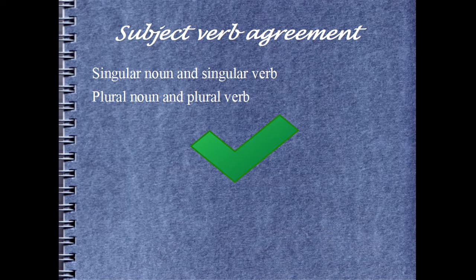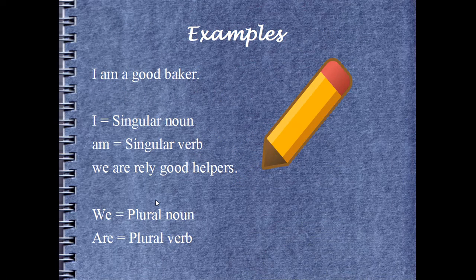So, subject verb agreement is basically when a singular noun and singular verb match up, and or a plural noun and plural verb match up. For example, I am a good baker. I is a singular noun and am is a singular verb. Another example would be we are really good helpers. We is a plural noun and are is a plural verb.